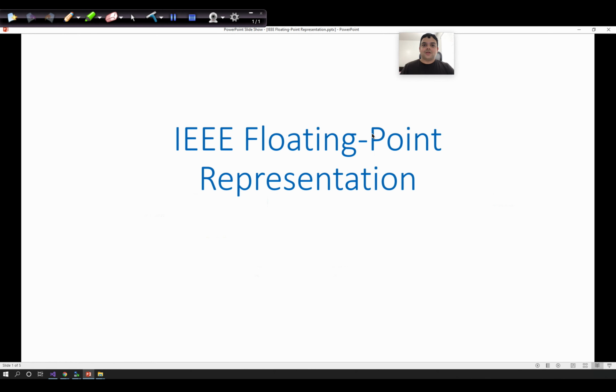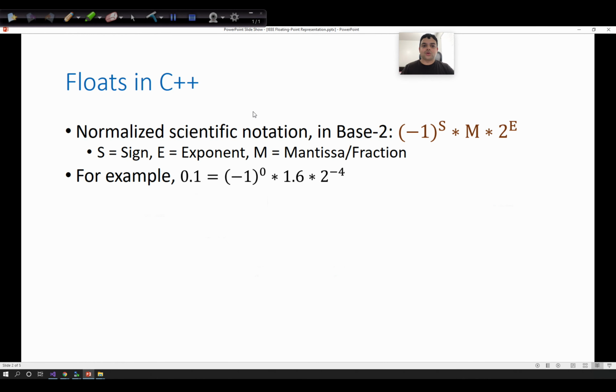Welcome back. Today we will see how floating point numbers are represented in a computer program. Previously we saw how integers are represented in base 2. Now let's see how floating point numbers are represented in base 2 with what's known as the normalized scientific notation.